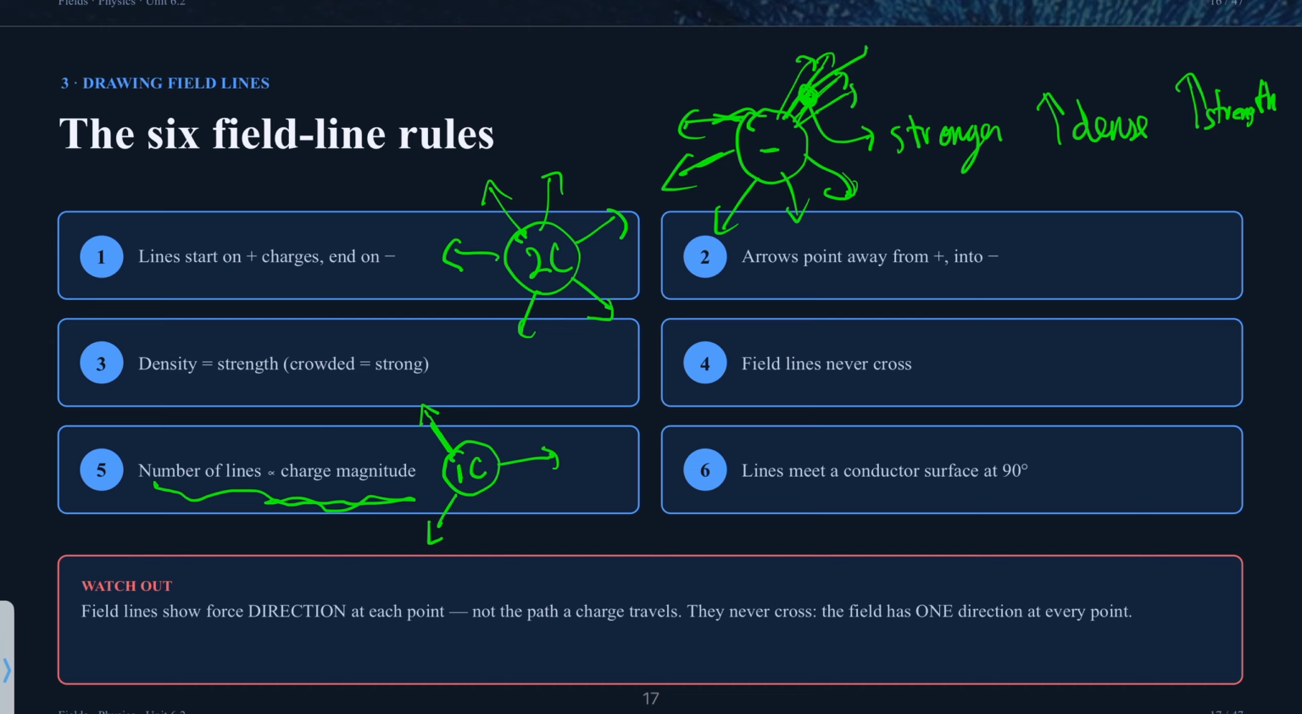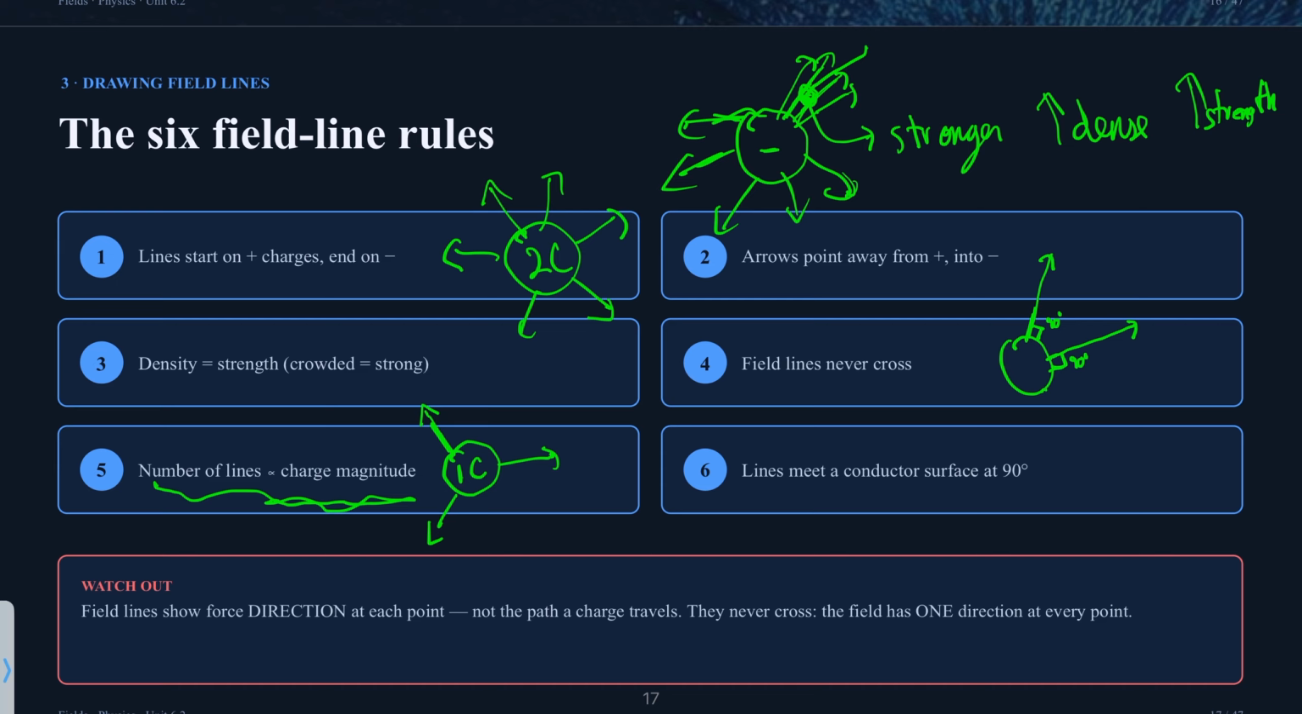Just like that. And the lines meet a conductor surface at 90 degrees, which means your lines can't start off like that. They can't start off in a weird way like this. They have to start at a 90-degree angle. So even if you're going to curve, first let me go over the regular possibilities. When you have a line here, this is going to meet your surface at 90 degrees. It's perpendicular to here. So even if I had a line here, same 90 degrees.